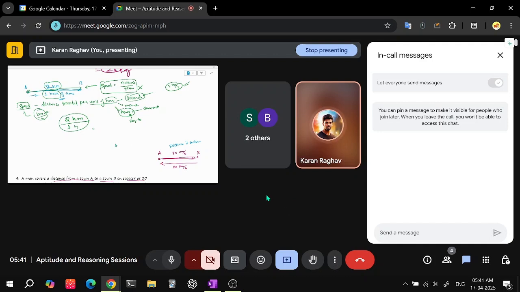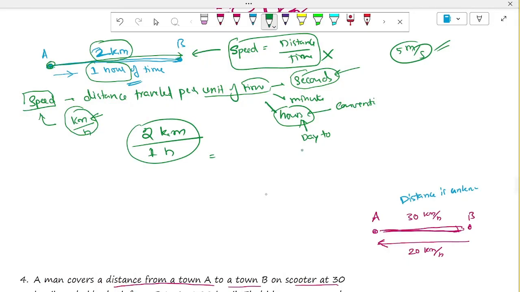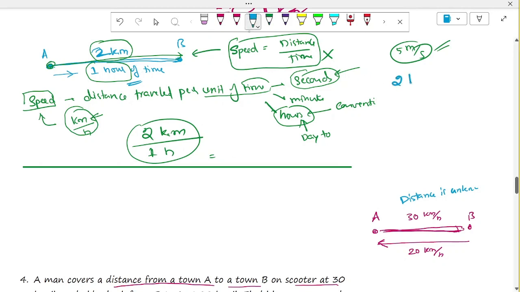I hope you are able to send the messages in the chat box. Okay, fine. Okay, I feel then that it is bit problematic to understand. So just you see, I'll give another example. Okay, answer of this question is 2 kilometer per hour. Means he is traveling 2 kilometers in 1 hour.